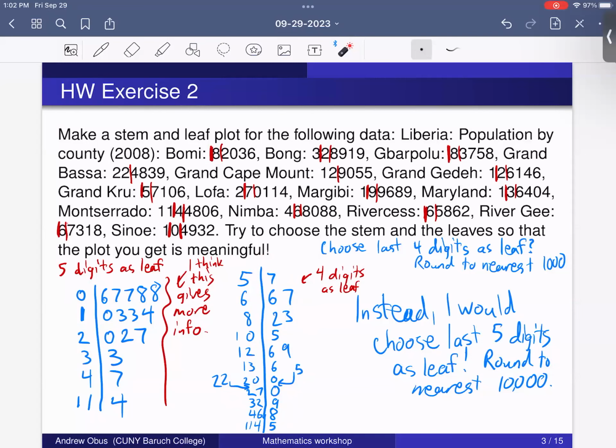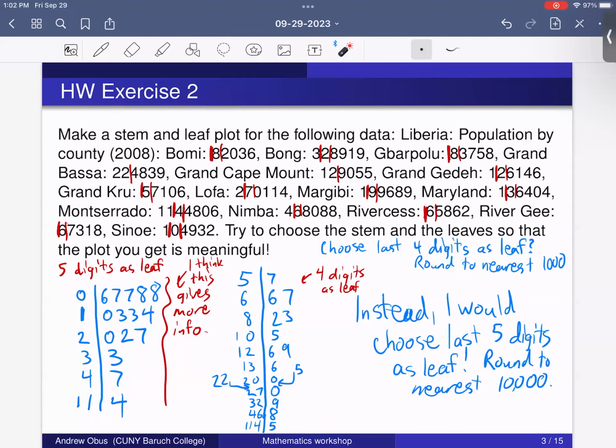All right, so any questions about this example? Sorry, my computer is running slowly.